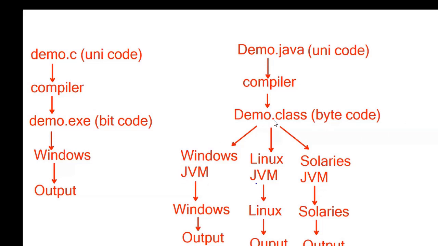In the JVM, an interpreter is also available. What will the interpreter do? It will convert bytecode to bitcode. Inside the JVM, the interpreter converts the bytecode to Windows-understandable code, generated as bitcode. The Windows-understandable bitcode is generated by the interpreter available in the JVM.